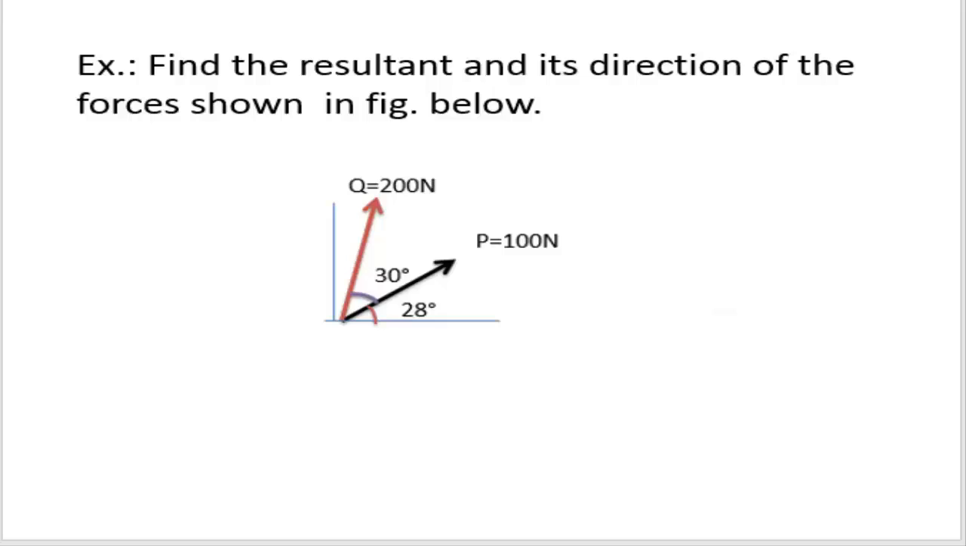Example: find the resultant and its direction of the forces shown in the figure below. It is two forces, one P equal to 100 Newton and Q equal to 200 Newton. Each one is inclined with the x-axis. The first with 28 degrees, and the angle between the two forces is 30 degrees.